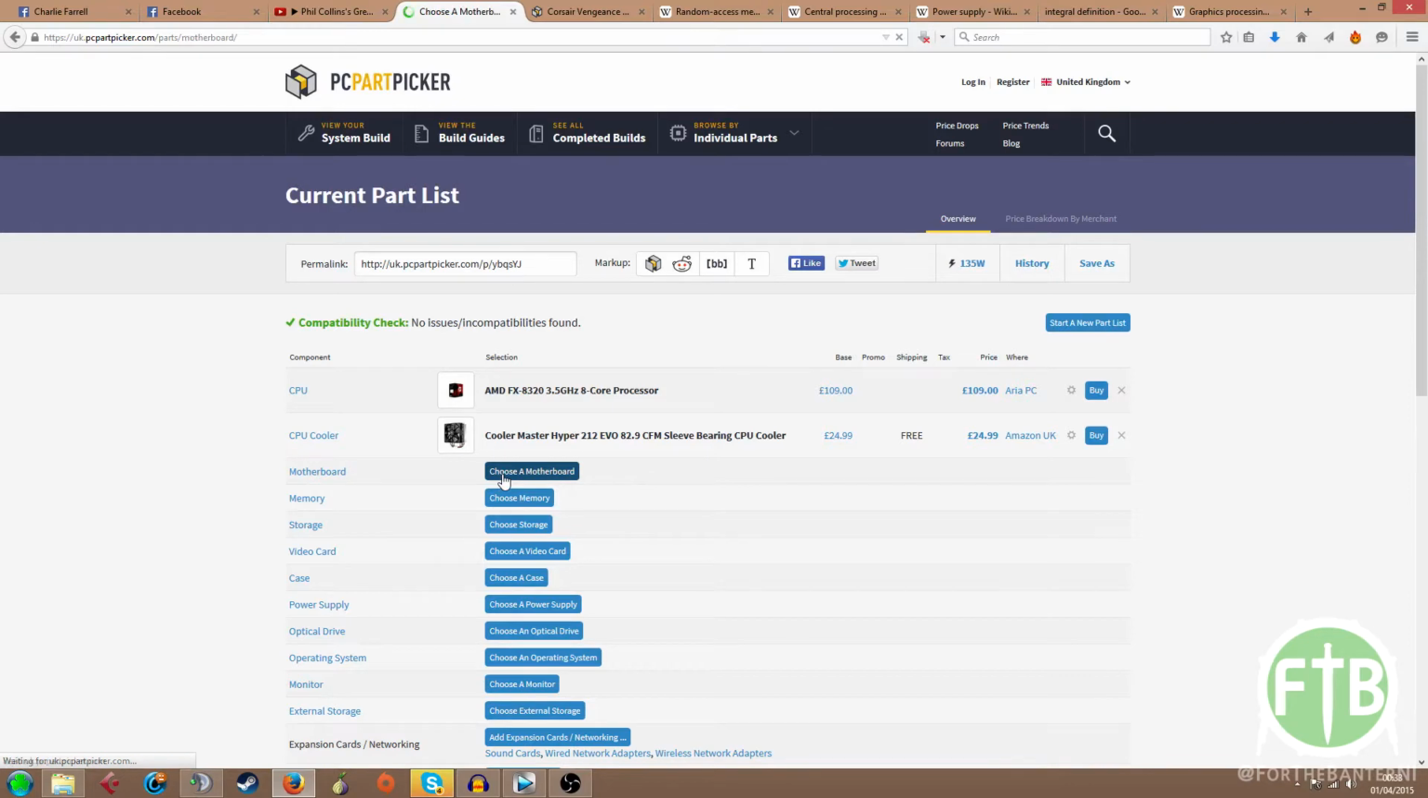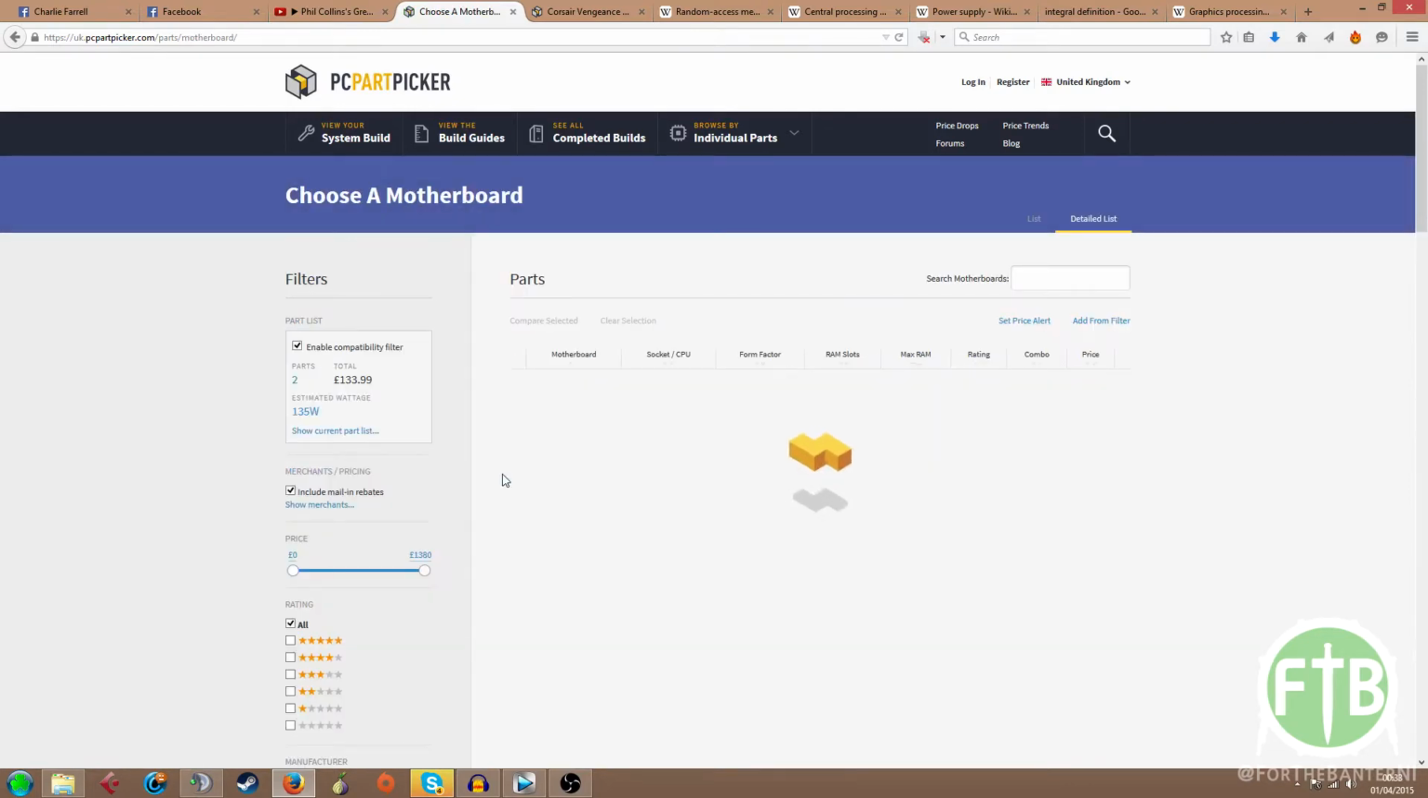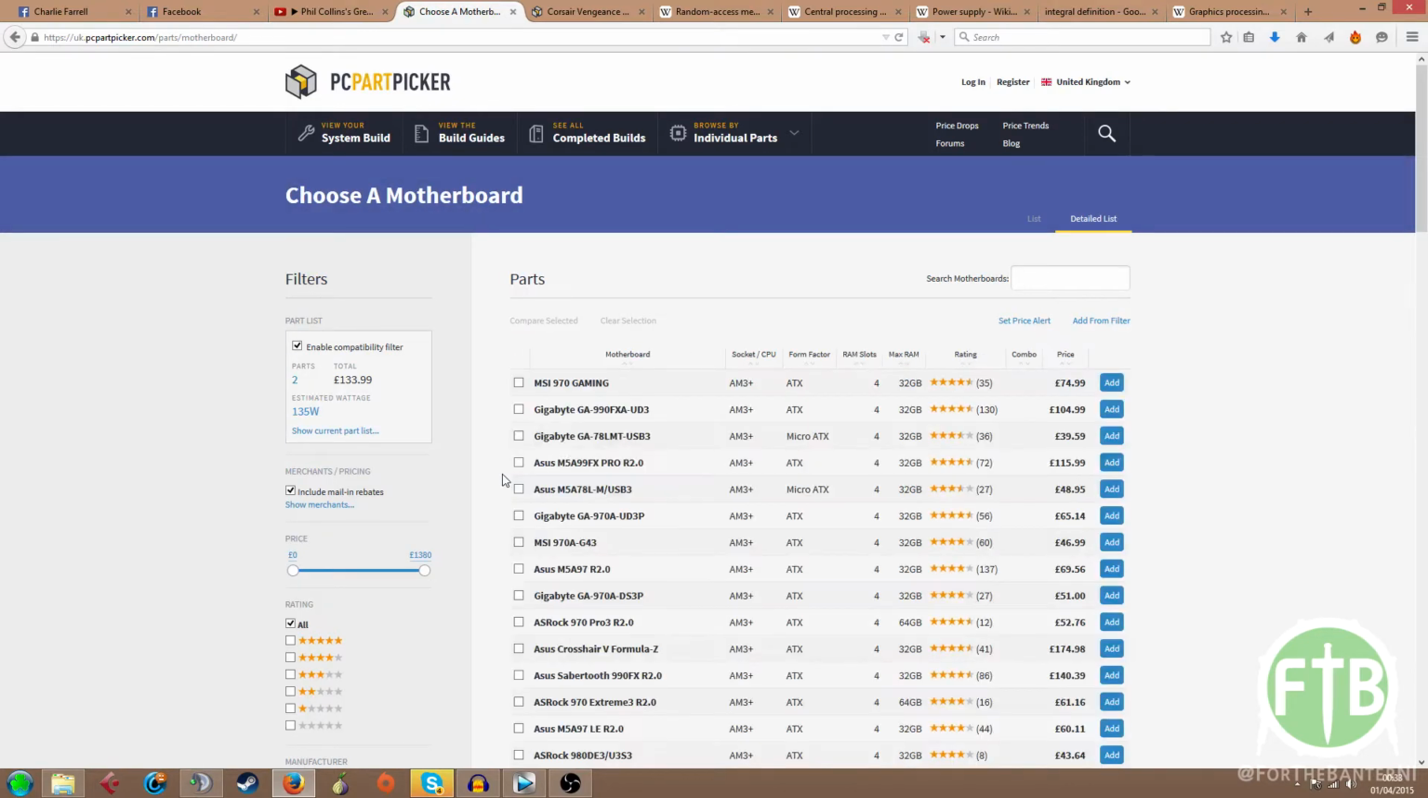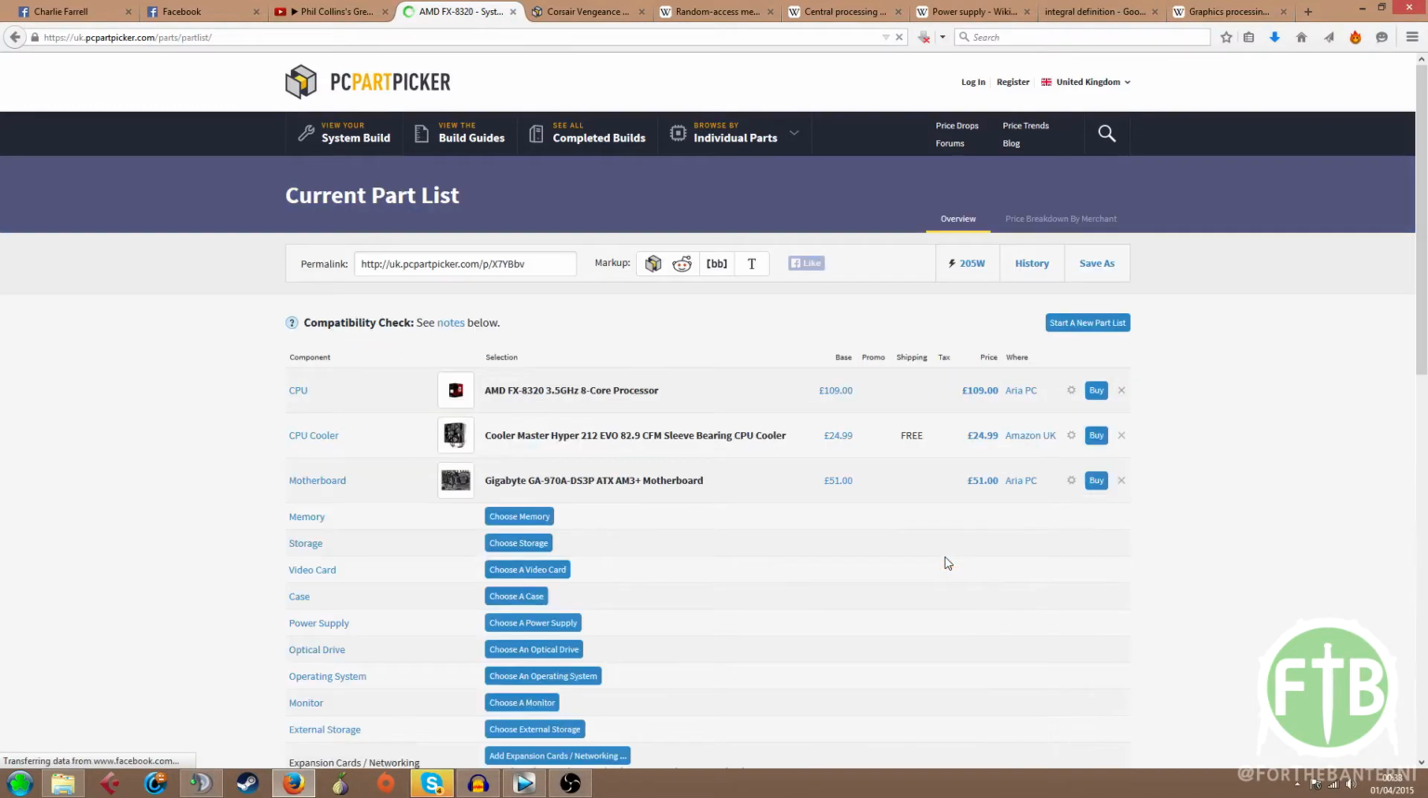For my motherboard, I had a Gigabyte G970A DS3P. I picked this board because I had an MSI board before that, and it didn't work out too well. A lot of problems with the board. MSI had to recall them, so I ended up getting this mainly just to house my components because I needed a motherboard. Plain and simple.